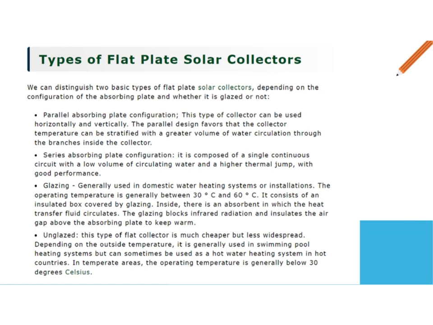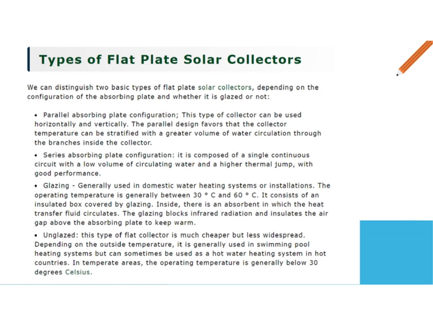Glazed collectors are generally used in domestic heating systems or installations. The operating temperature is generally between 30 degrees Celsius and 60 degrees Celsius. It consists of an insulated box covered by glazing. Inside there is an absorber in which the heat transfer fluid circulates. The glazing blocks infrared radiation and insulates the air gap above the absorbing plate to keep it warm.